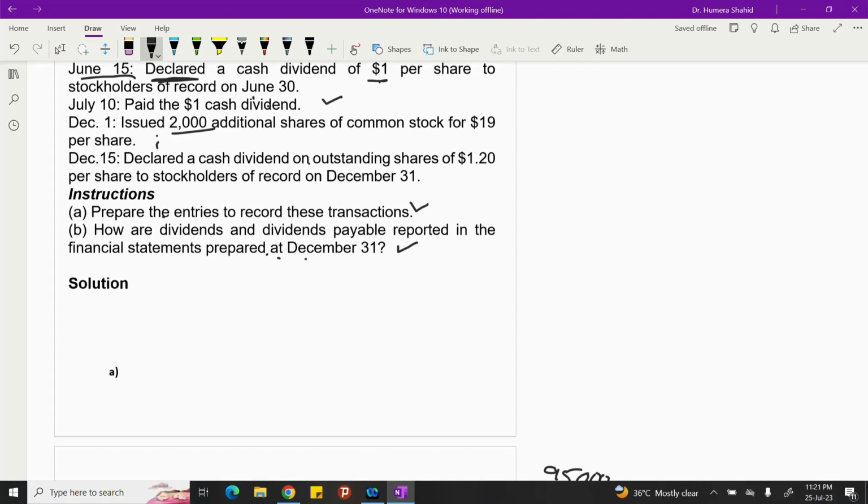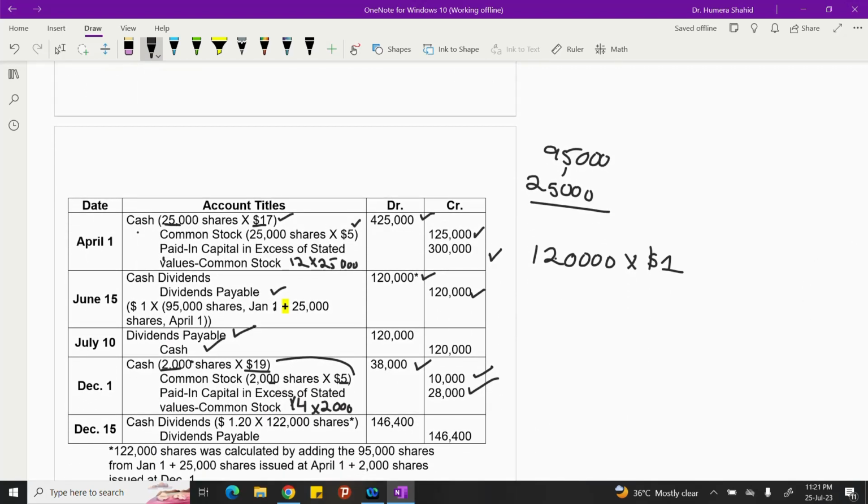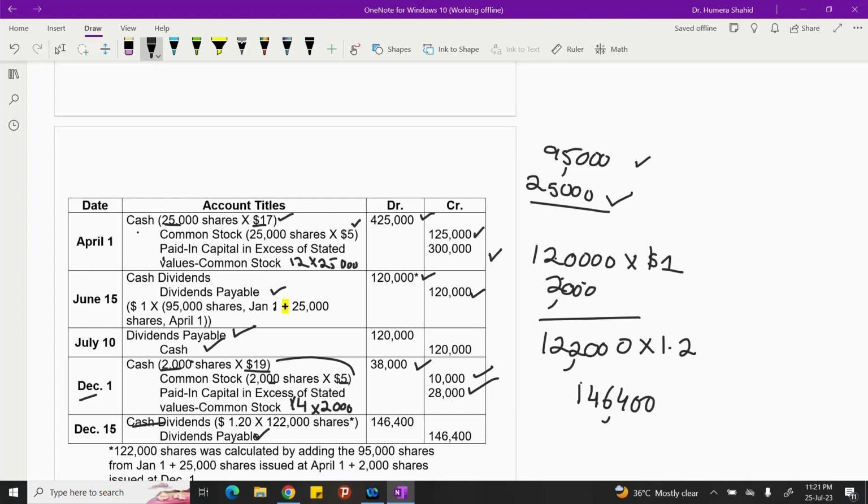The last thing is declared a cash dividend on outstanding shares of $1.2 per share. Opening balance was 95,000. Then we issued on April 1st 25,000 shares, so it becomes 120,000 shares. Then on December 1st, we issued 2,000 more shares, so the outstanding balance is 122,000 shares. At $1.2 per share, our answer is 146,400. So cash dividend gets debit, dividend payable gets credit.